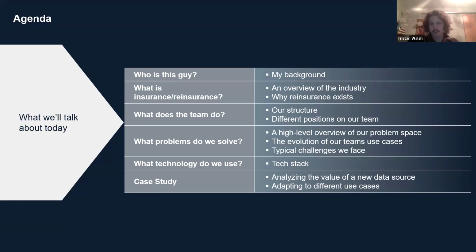I should have updated this agenda slide, but previously the case study I had was talking about the value of a new data source. In this case, we'll be talking about a model to gauge the risk of a particular type of insurance, which is a group insurance policy. I'll get into that later, but that's what the case study will be talking through.